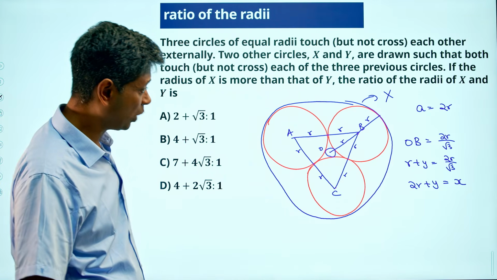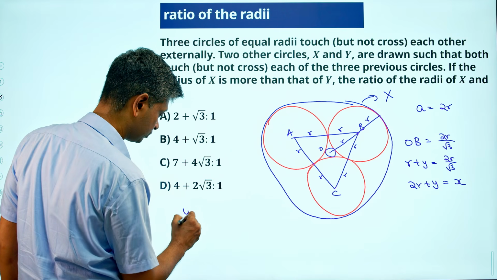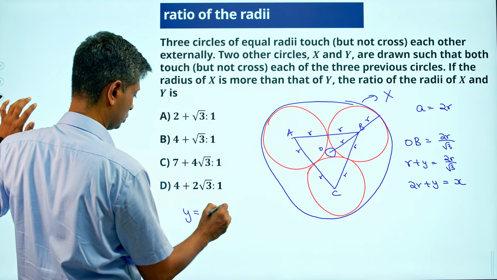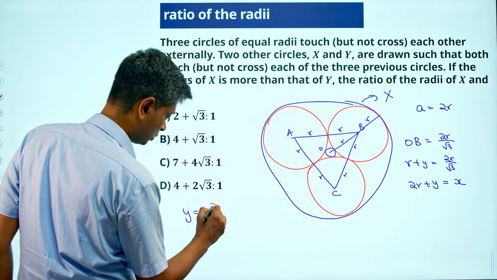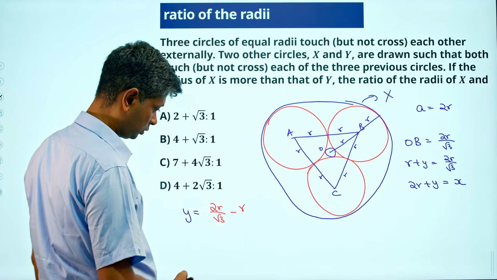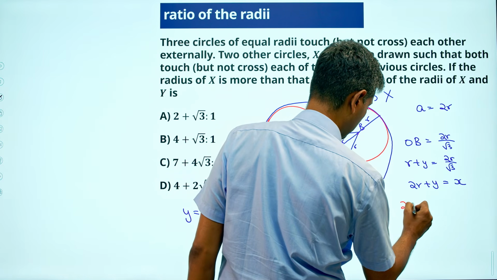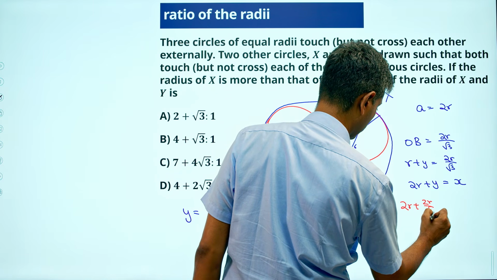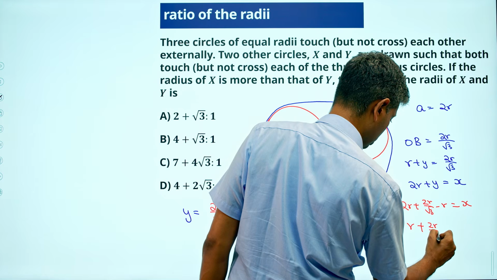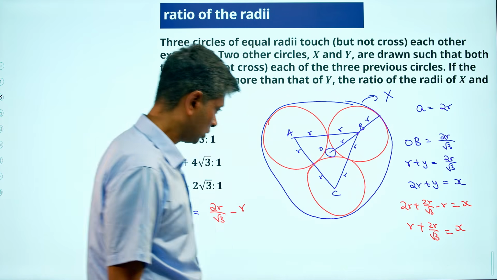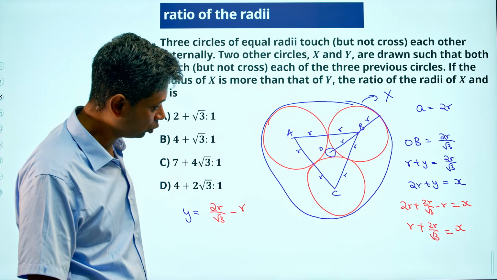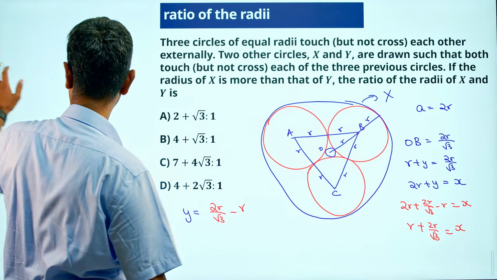And so r plus y is 2r by root 3, or y is 2r by root 3 minus r. Then 2r plus 2r by root 3 minus r is equal to x. Thus r plus 2r by root 3 is equal to x. Y is 2 by root 3 minus 1 times r. X is 2 by root 3 plus 1 times r. We want to find x by y.